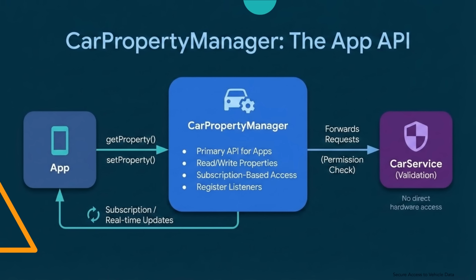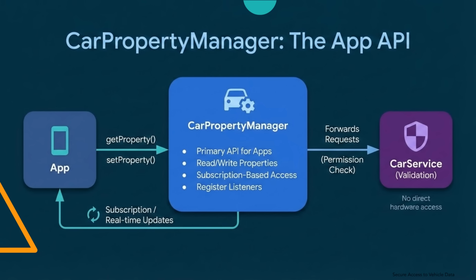Car Property Manager is the primary API exposed to applications. It provides methods to read and write vehicle properties. When an application needs vehicle data, it calls methods like getProperty or setProperty. These API calls do not directly access hardware. Instead, they generate requests that are forwarded to Car Service.